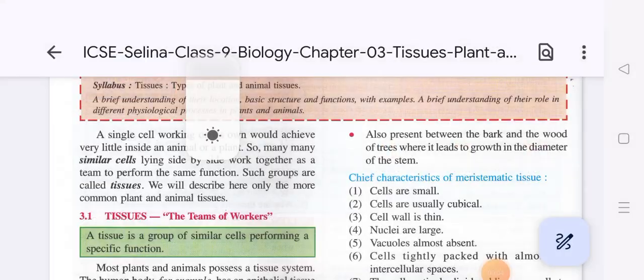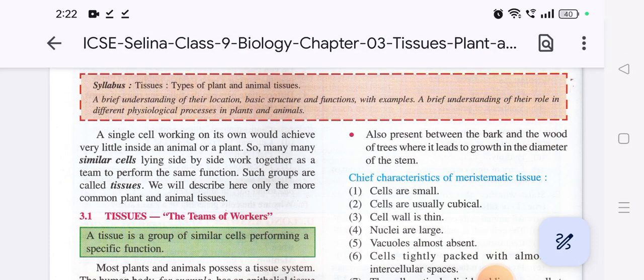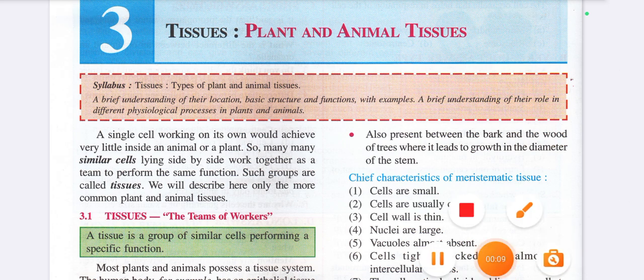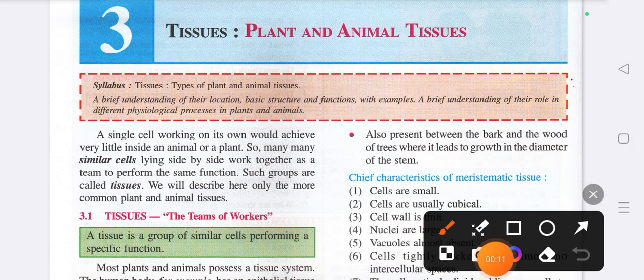Today we are going to learn class 9's chapter number 3, that is plant and animal tissue. So what is the syllabus over here? What are they going to tell us? First we are going to get to know about tissues, types of tissues in plants and animals. There is a brief understanding of their location, basic structure, function with examples, a brief understanding of their role in different physiological processes in plants and animals.